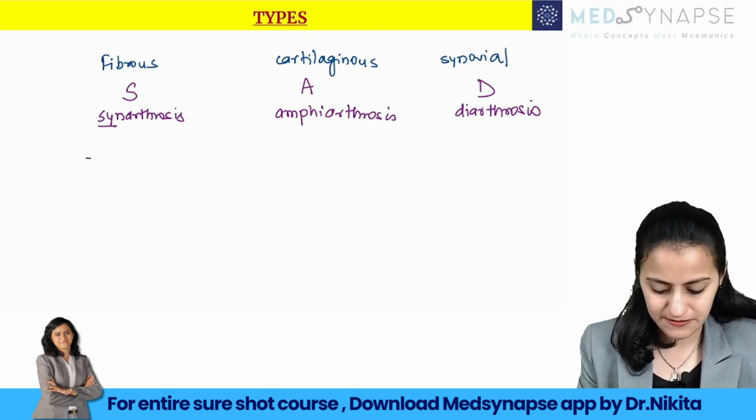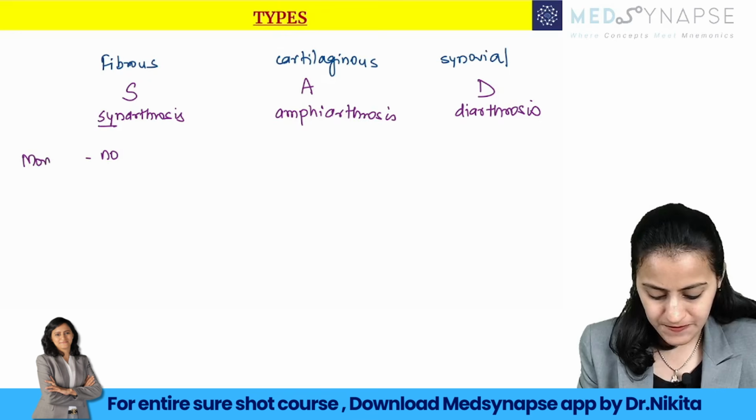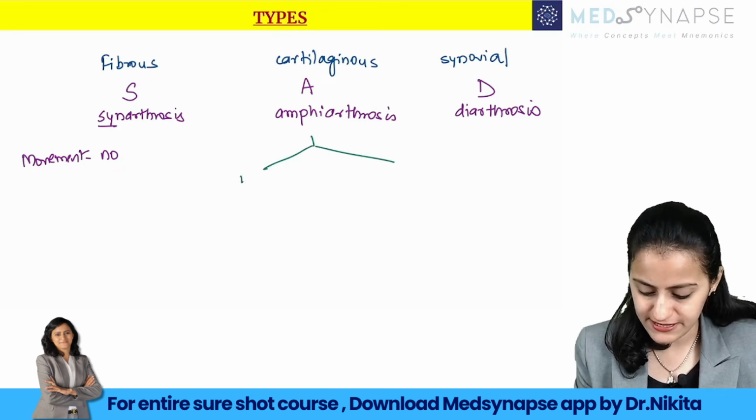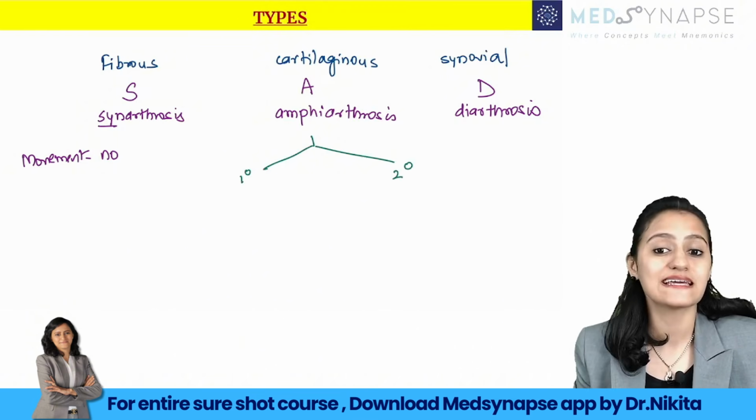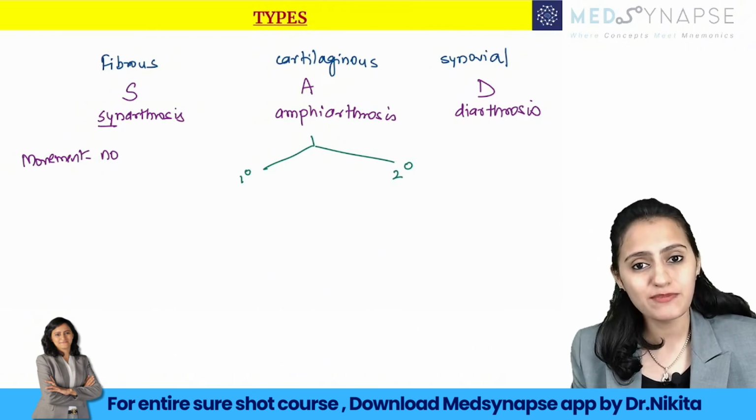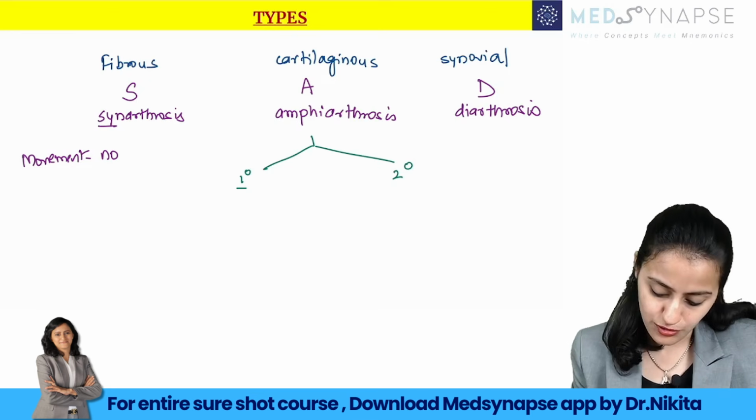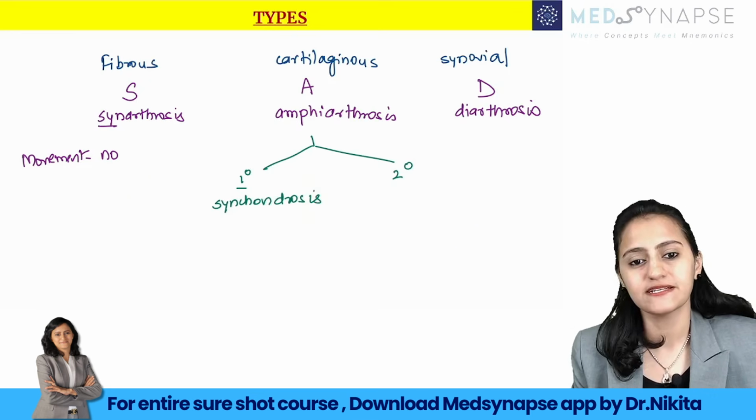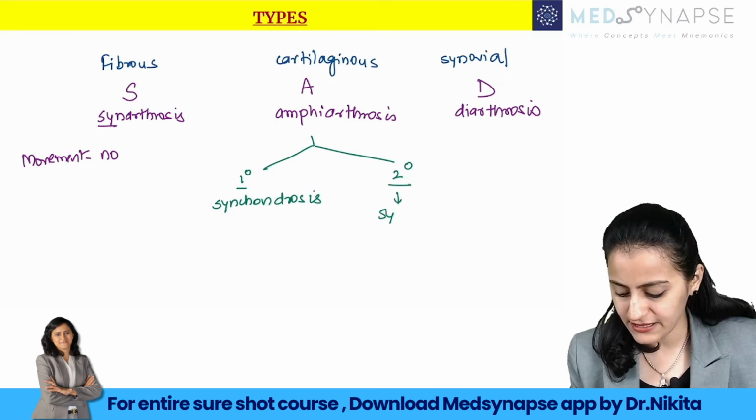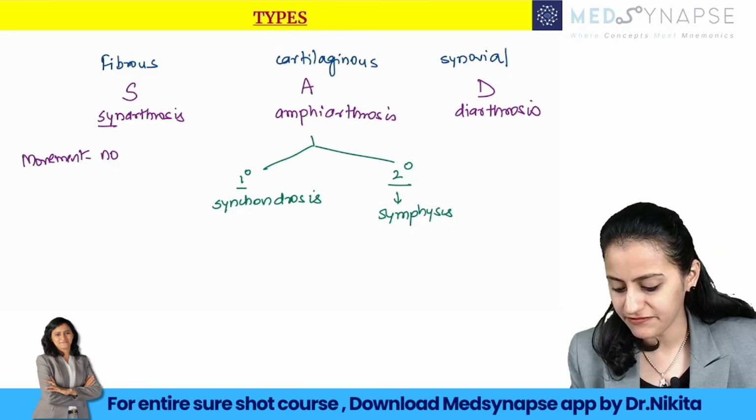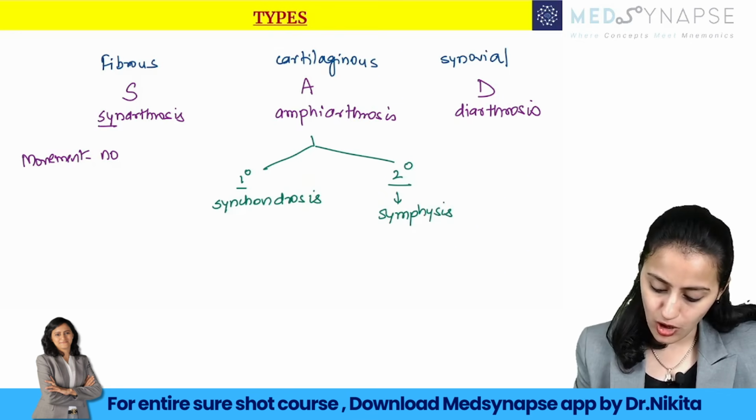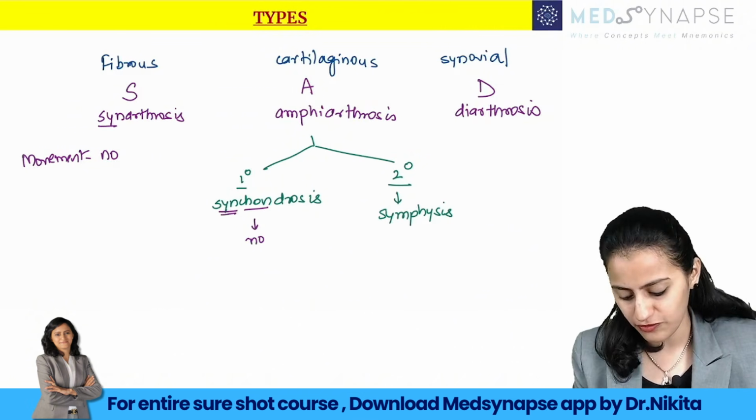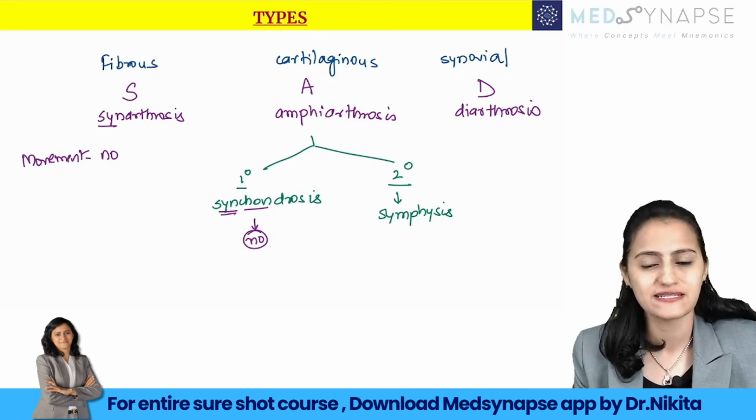Synarthrosis, fibrous joints, basically have no movement. In the cartilaginous joints, we have two types: the primary cartilaginous joints and the secondary cartilaginous joints. The primary cartilaginous joints, cartilage is chondro, so it is also called synchondrosis, while the secondary cartilaginous joint is called symphysis. In synchondrosis, syn again means it's a fused joint, so there is no movement here. These are the temporary joints that we have.